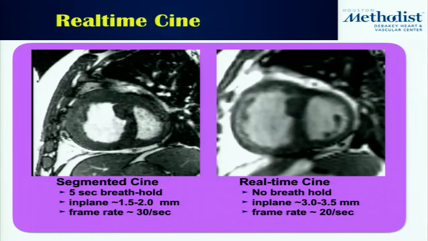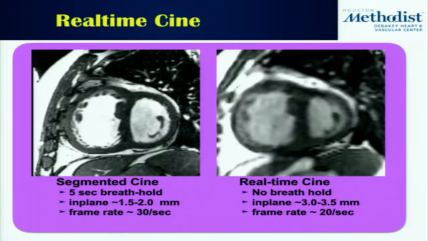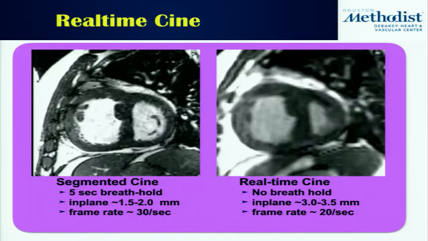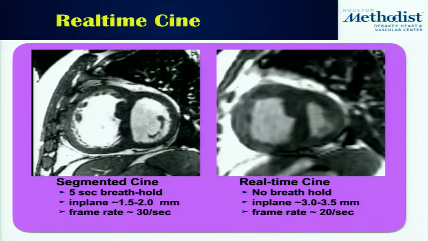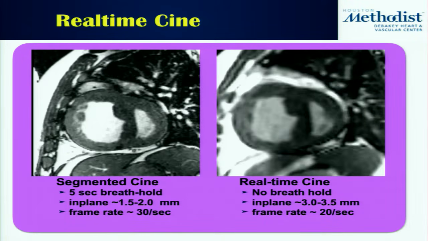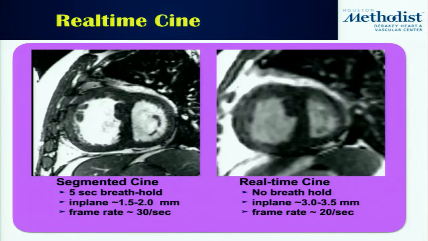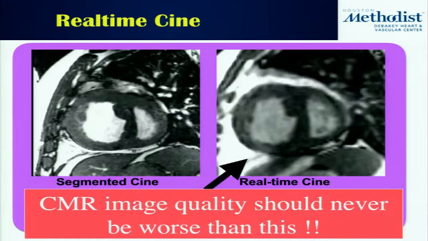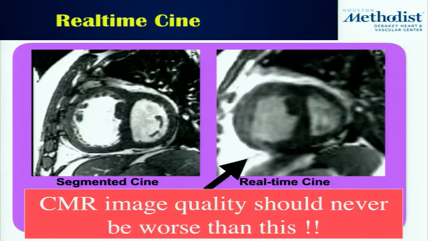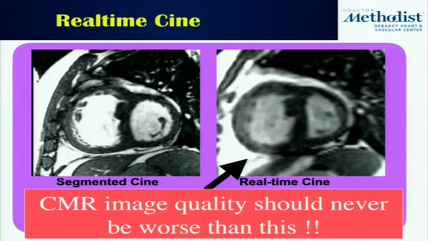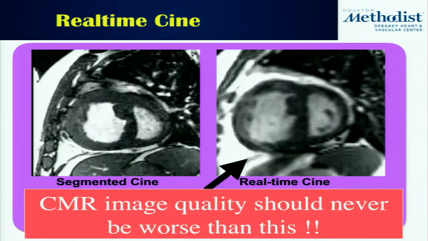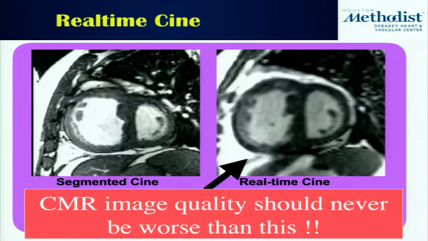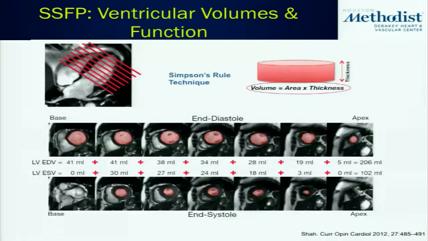Instead, we just report out a visual range of what the EF is, because the reality is the EF varies from cycle to cycle. But one other important thing to keep in mind is that because this real time can be applied in anybody, no matter what their rhythm is, and whether they can hold their breath or not, because it doesn't require breath holding, you should never have images that are worse than the right-hand side, right? That's the worst quality images you should ever see on a CMR scan. I always tell the techs, if you give me images worse than this, I'm going to go back to you and say we need to have a little schooling again, okay?